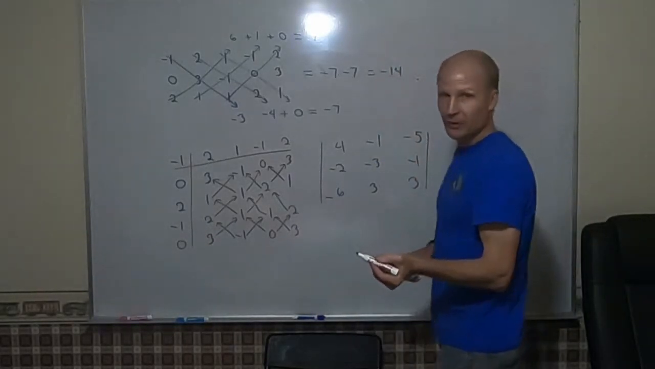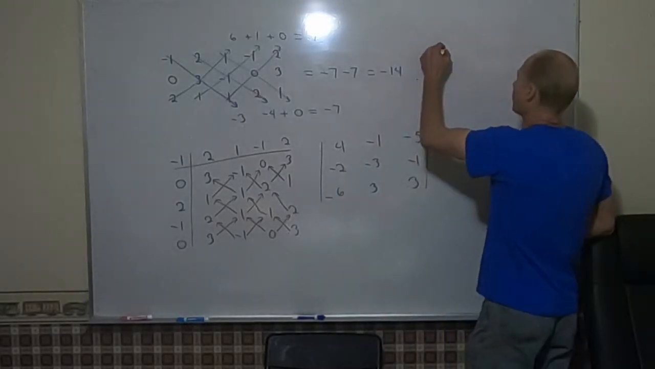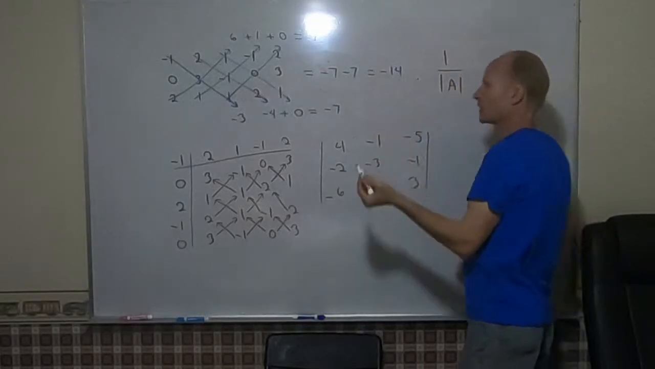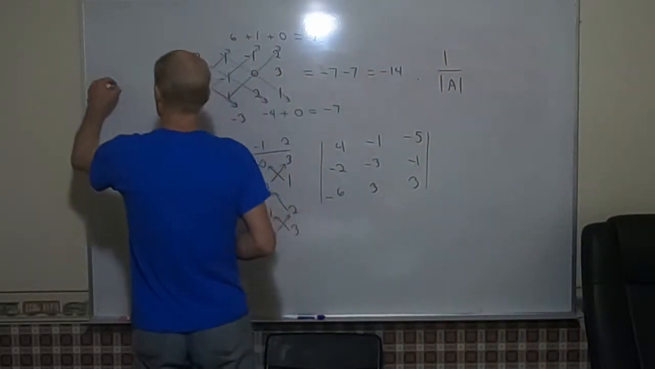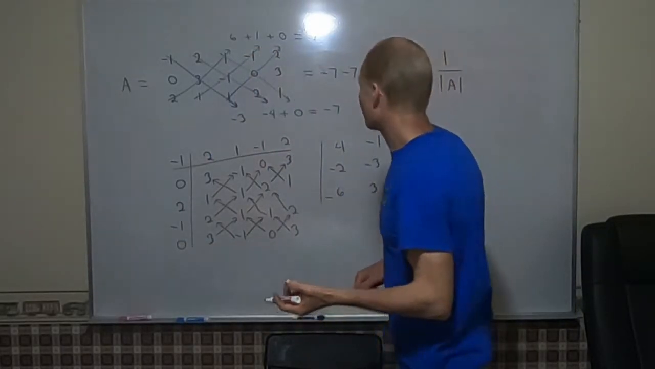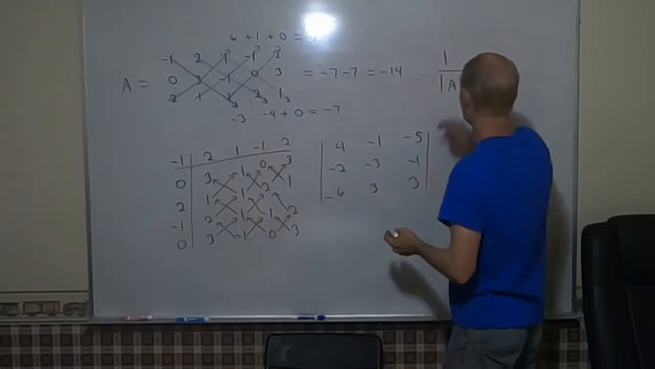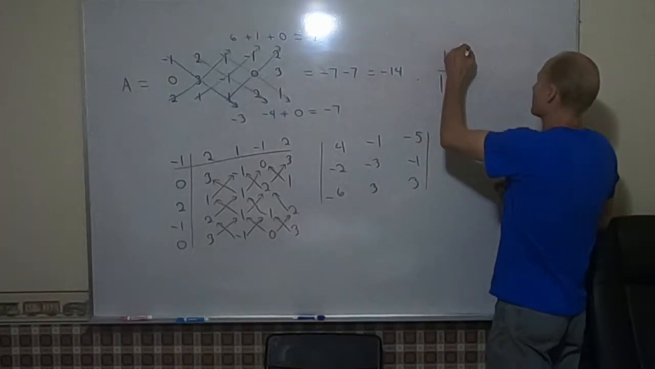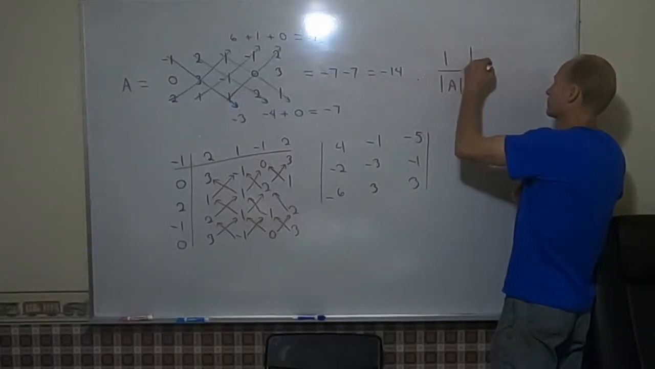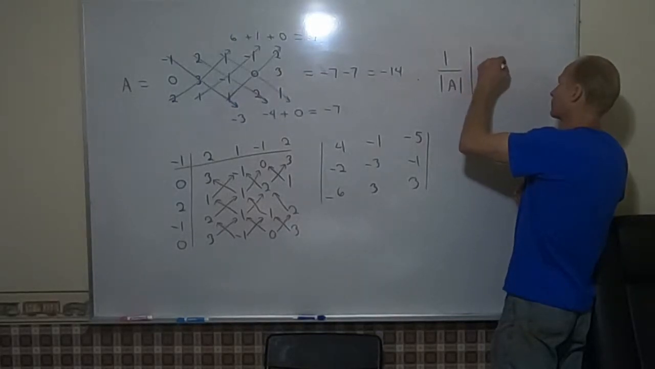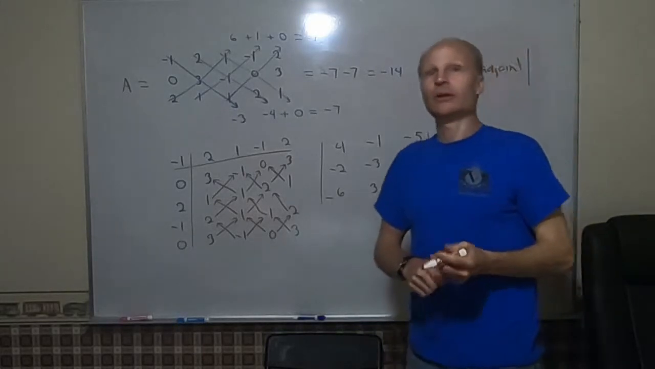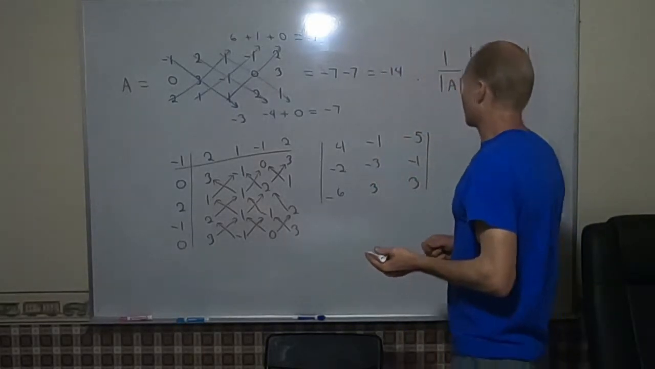Now our formula is 1 over the determinant of matrix A, and we are going to call this matrix A. My apologies for not defining it right up front, but that is matrix A. So we have 1 over the determinant of matrix A times the adjoint matrix. All right, so there you go. Let's go ahead and finish it out.